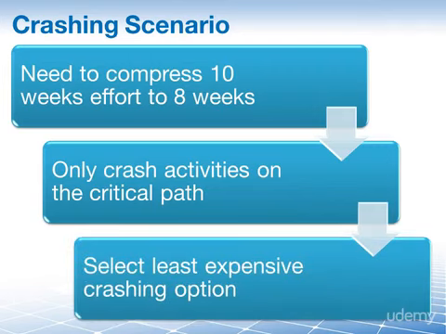Let's assume that you have 2 activities that you could crash. Activity A will cost you 200 euros and you can crash it by 3 days. You can shorten it by 3 days. Activity B, on the other hand, costs you 500 euros and you can also crash it by 3 days. Which one would you choose?